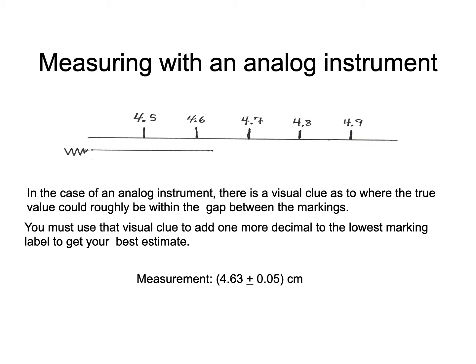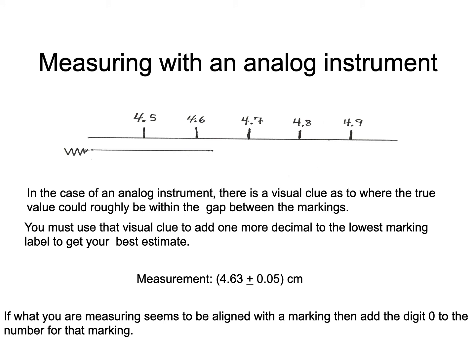If the length you wanted to measure had been aligned, as far as you could tell, with the marking 4.6 centimeters, then the extra digit to add would have been 0 to reflect that fact. The best estimate would have been written as 4.60 centimeters.